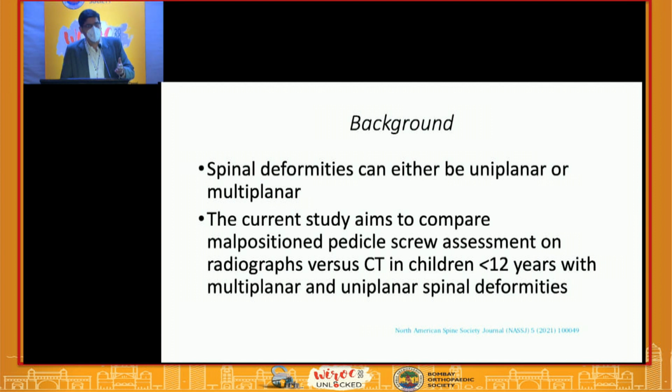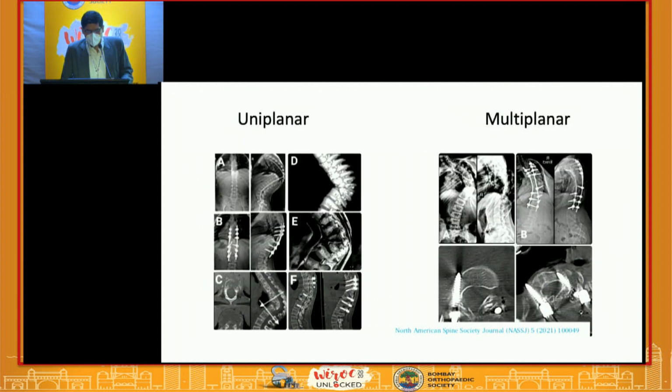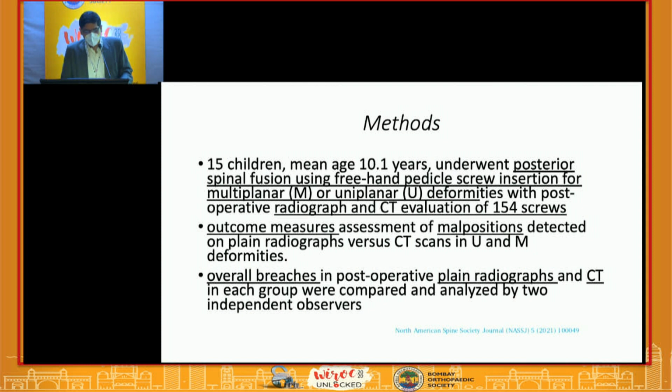So we looked at all the children who were under the age of 12 years, who either had kyphosis or scoliosis, okay? And we looked at their breach rates. So you can see that one is an example of a uniplanar deformity, that's kyphosis, and the other is an example of a multiplanar deformity, with scoliosis. So we had only 15 children with a mean age of 10 years.